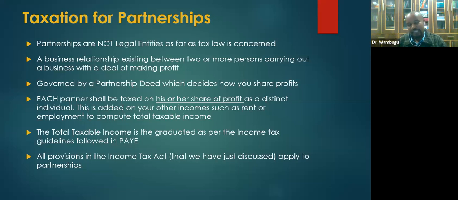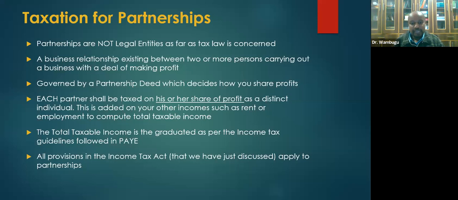So for example, if in our partnership, at the end of the year, we have maybe made $1 million and our expenses were, let's say, 200,000, our partnership profit is 800,000. Let's assume you are sharing it 50-50. So I will have 400,000 and my partner will have 400,000. Now that 400,000 is what is subjected to pay as you earn. And so the partnership will not pay the tax, it is you who will pay the tax. So the total taxable income is graduated as per the income tax guidelines, and then PAYE is paid on that.